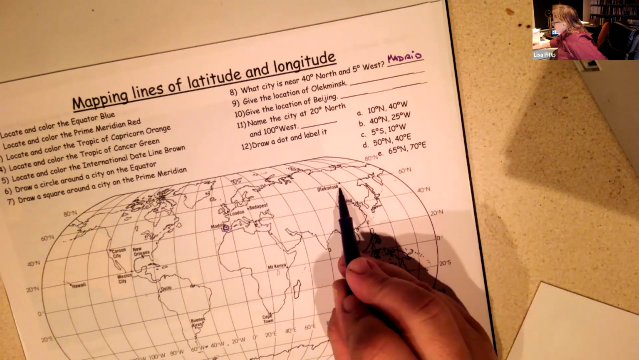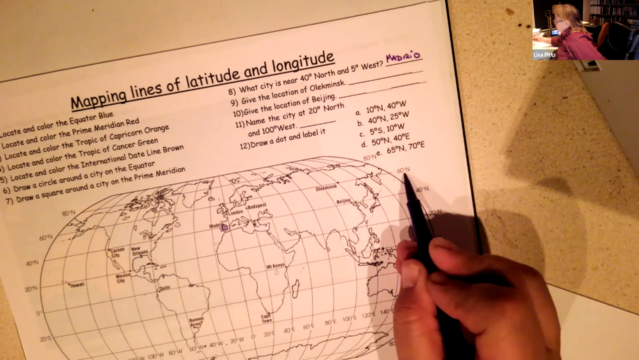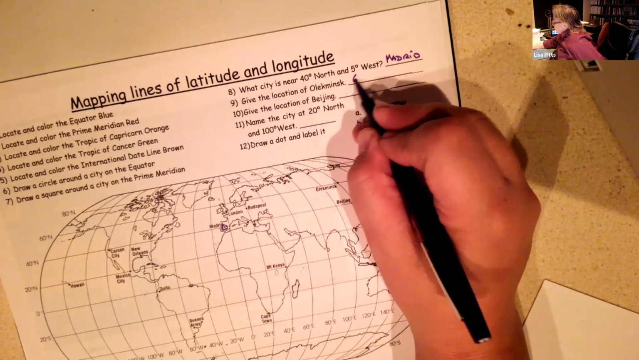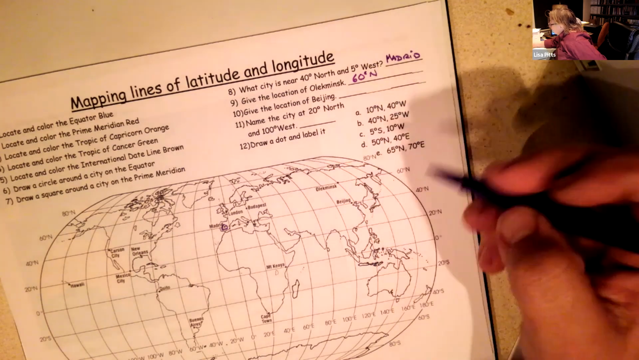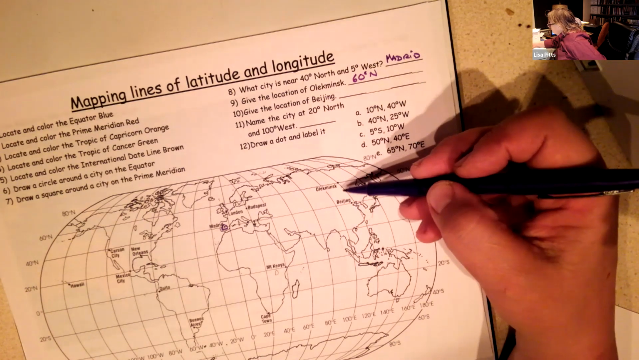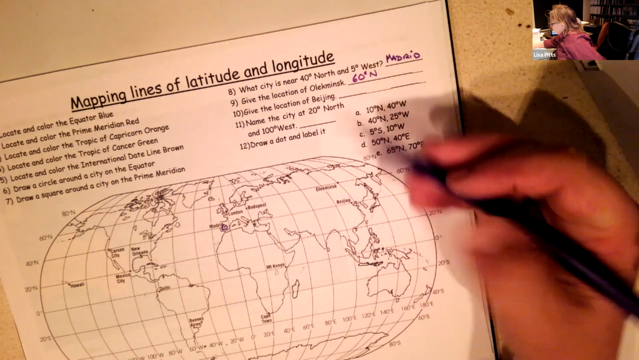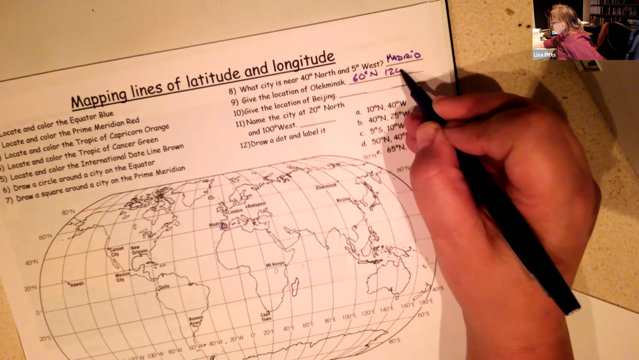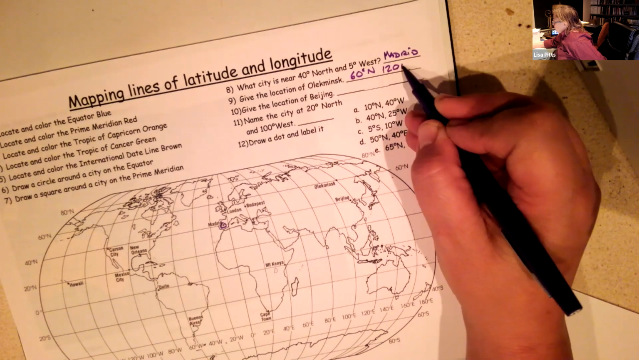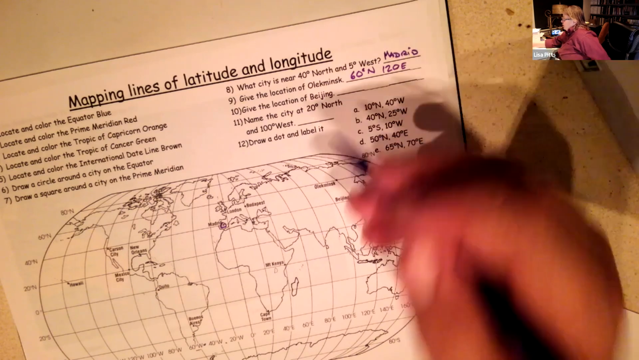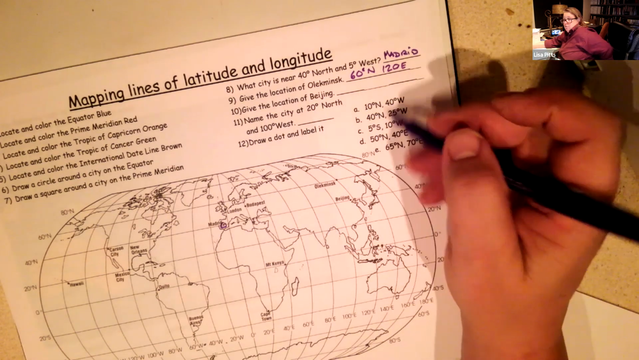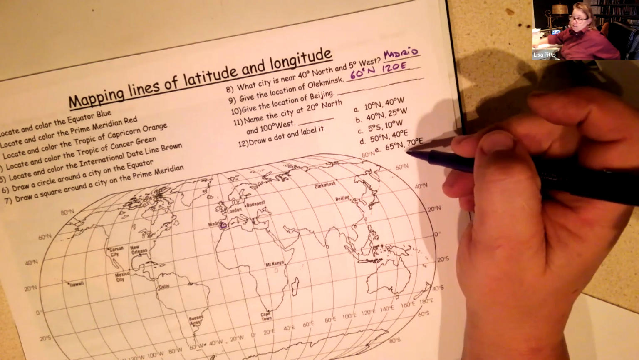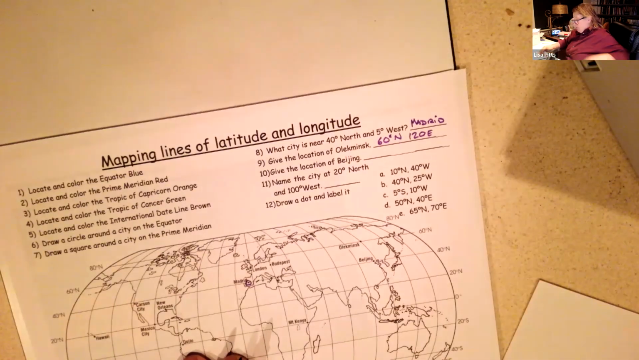Give the location of Olmsted. So it's here, it's right on those two lines. So 60 degrees north, and down here, it says 120 degrees east. Just like that. And then you're supposed to draw a dot and label A through E. So that's the first page.